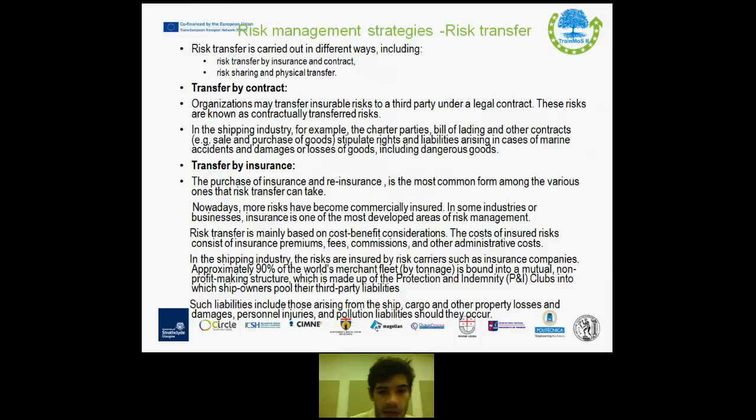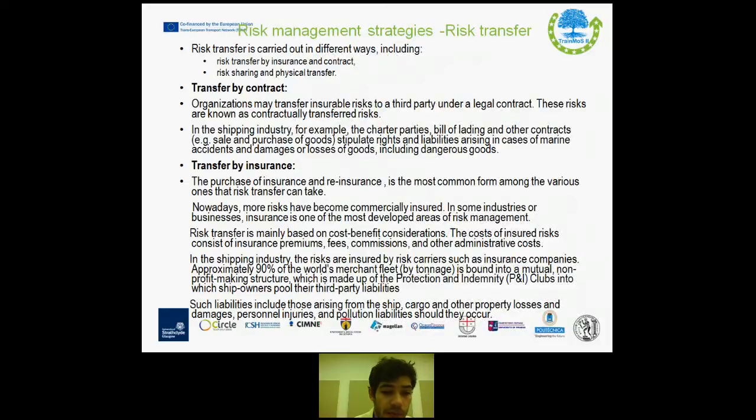Further on, moving to the risk transfer management strategies, risk transfer is carried out in many different ways, including risk transfer by insurance and contract, risk sharing, and physical transfer. With regard to transfer by contract, organizations may transfer insurable risks to a third party under a legal contract. These risks are known as contractually transferred risks. In the shipping industry, for example, charter parties, bills of lading and other contracts of sale and purchase of goods stipulate rights and liabilities arising in case of marine accidents and damages or losses of goods, including dangerous goods.